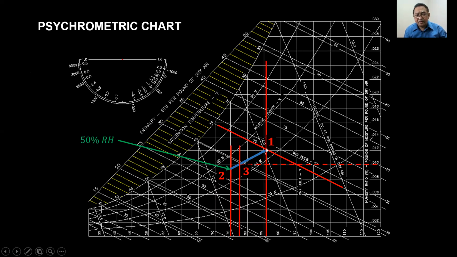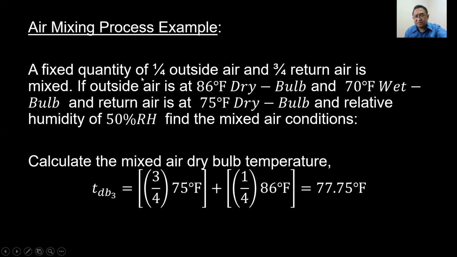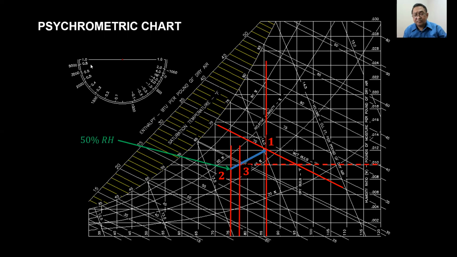Point 1 and point 2 are mixed until they reach point 3, which we have calculated as 77.75 Fahrenheit. And so we can determine the properties here. From this point on your psychrometric chart, we can determine the moisture at 0.010. We can determine the wet bulb temperature, we can determine the RH, and we can also determine the enthalpy in BTU per pound of dry air.